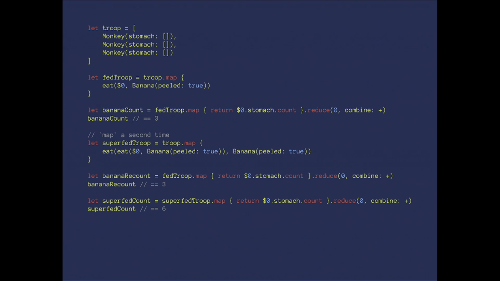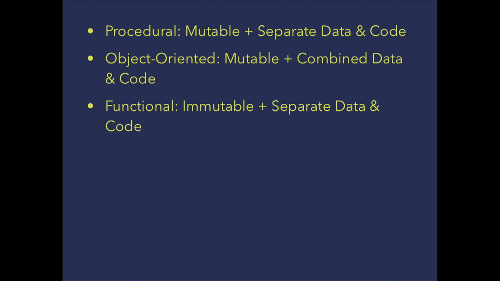And we can even get a little bit more complex. Let's even feed this troop 2 bananas, right? We can do cool things now. We can find the count of the bananas that are in our fed troop's stomach, and we can find the count of the bananas that are in our super-fed troop's stomach. But notice that as we go about doing this, we never mutate our troop in place. Our data stays the same. So let's compare this back to our other approaches that we had before. We've now gone from having mutable code, mutable data, to having immutable data. But we still have separate data and code.